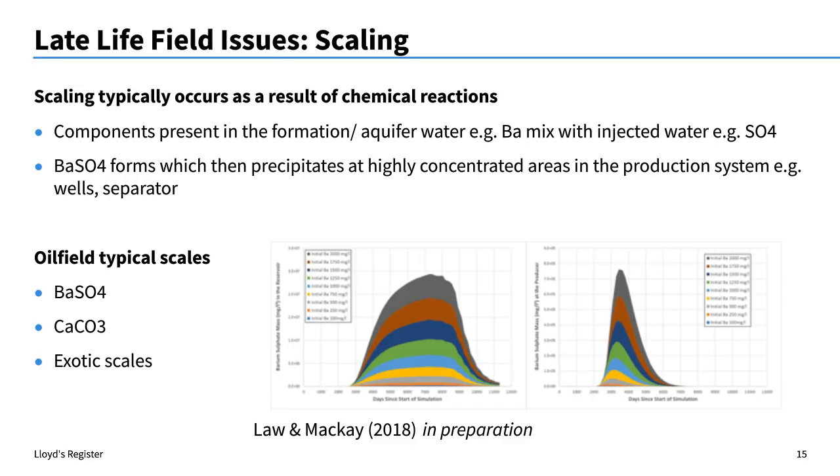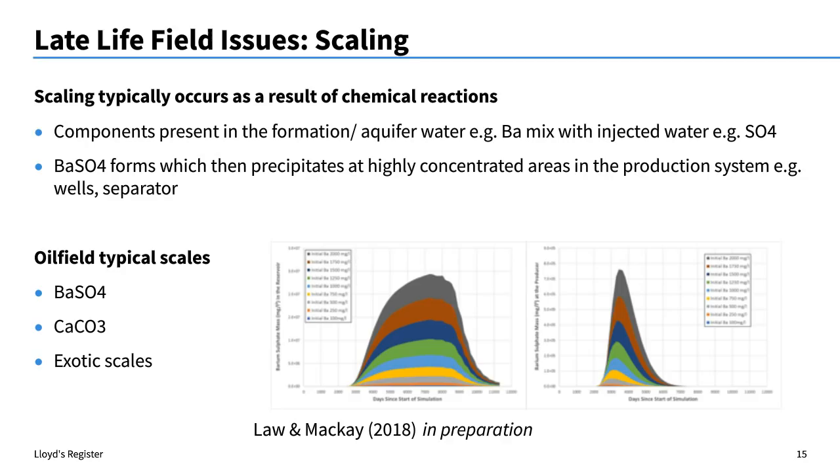In terms of the risk of scaling, I mentioned that the risk and the magnitude is determined by the initial component concentration in the reservoir water. The higher the concentration, the higher the risk. As you can see from the two charts there, they're actually quite interesting. It's from a current paper in production. It's based upon some very simple mechanistic models with some heterogeneity in it.